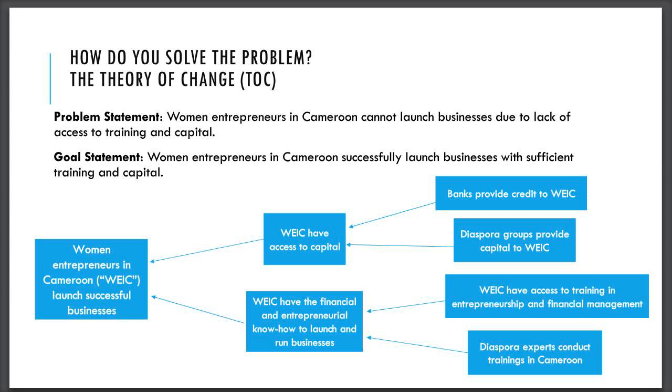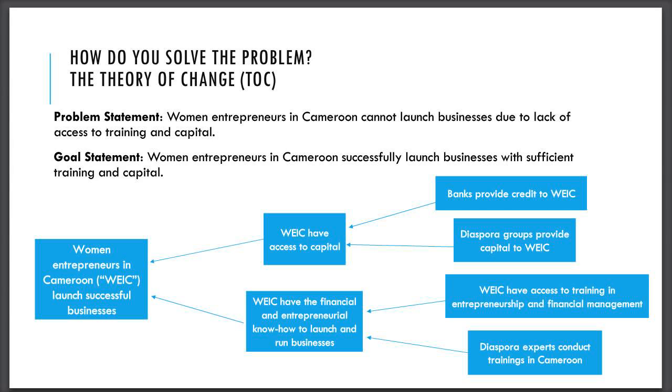So women entrepreneurs in Cameroon have access to capital. And so that's one of the strategic objectives that will help you achieve that goal that you have all the way to the left. But then obviously you can't just stop at they have access to capital. How would they get access to capital?